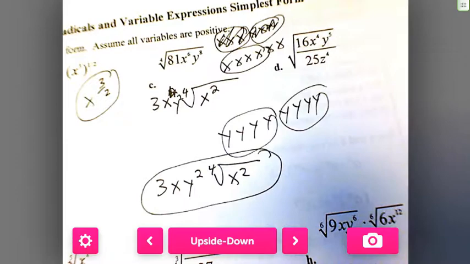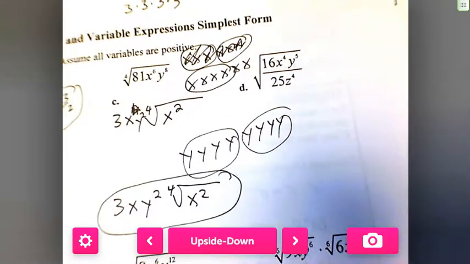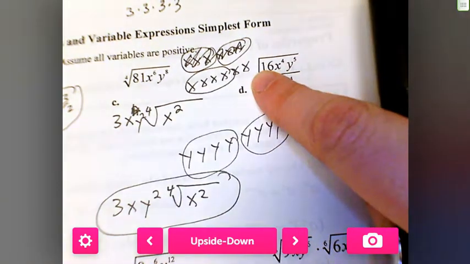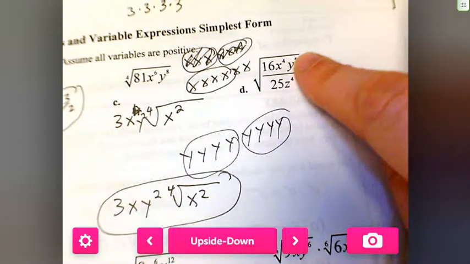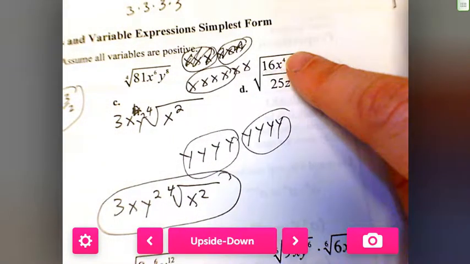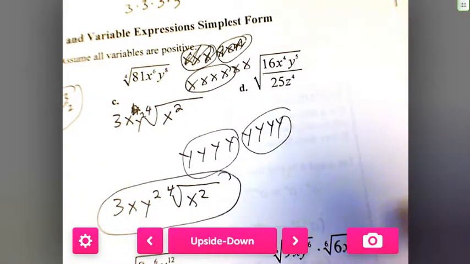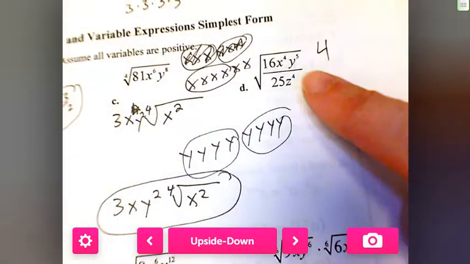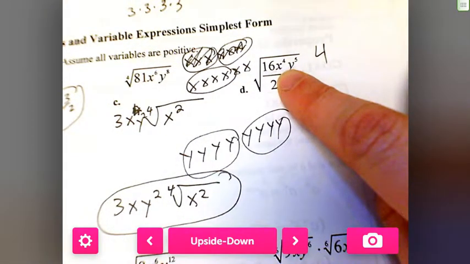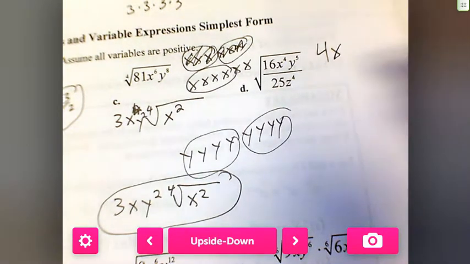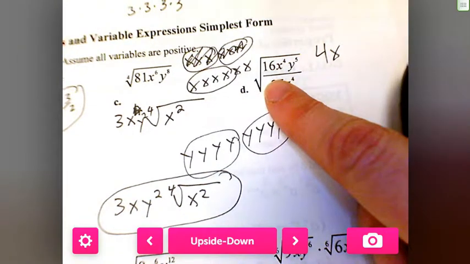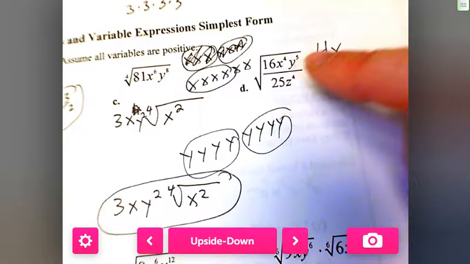Okay, let's look at D. D is the square root. I think this is a little bit easier to remember. What's the square root of 16? 4. How many pairs for x to the 4th do I have? 2. So 4 times 4 is 16, right? That's how I took it out of the square root. So I have 2 pairs.